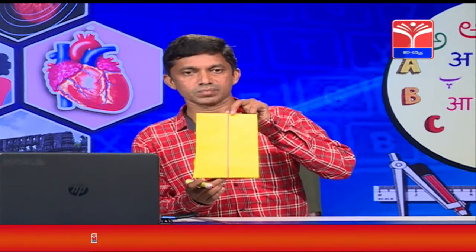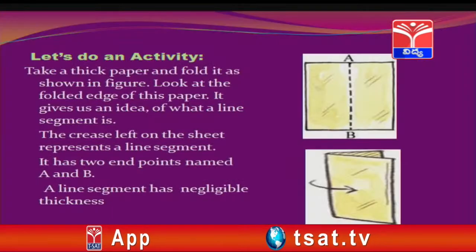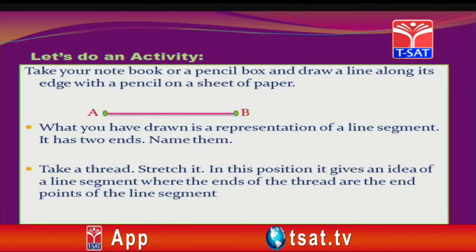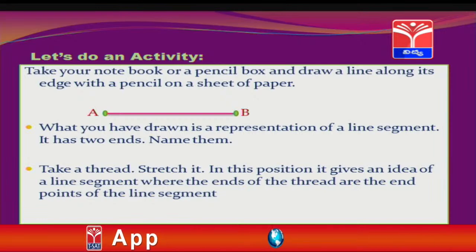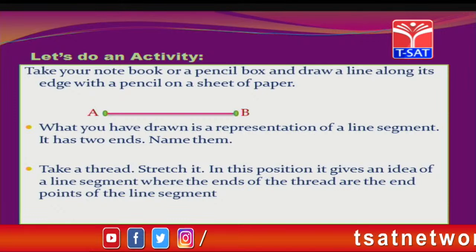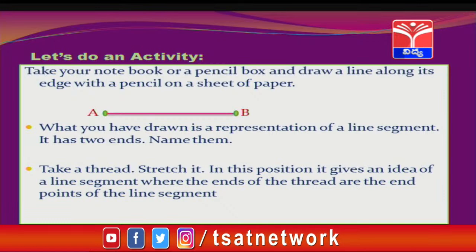So, it is one edge, it is another edge. It is an end point, it is another end point. So, like this, what is a line segment? Take your notebook or a pencil box and draw a line along its edge with a pencil or a pen on the sheet of paper. What you have drawn is a representation of a line segment. It has two ends, we have to name them. One end is point A, another end is point B.